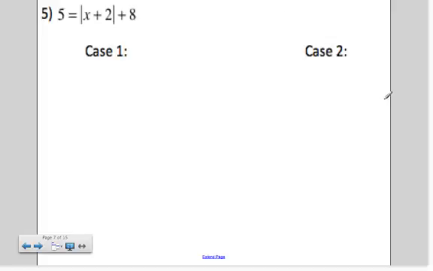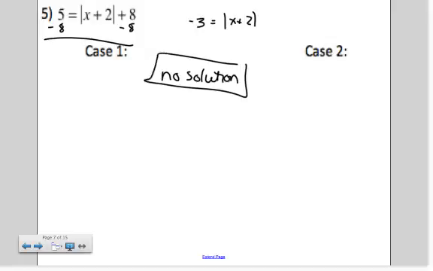One more. Now, let's try another one. The absolute value bars are not by themselves, so I'm going to subtract 8 from both sides. So I get -3 equals the absolute value of x plus 2. This is telling me the distance from 0 of x plus 2 equals a negative number. That doesn't make any sense because distance can't be negative. So this is no solution. You can't have the absolute value equal a negative number.